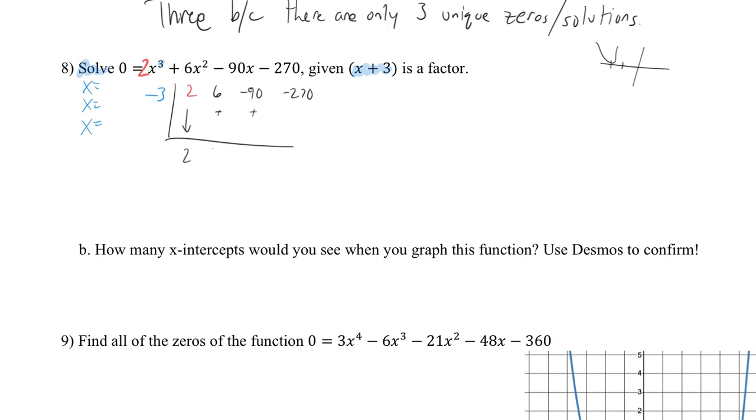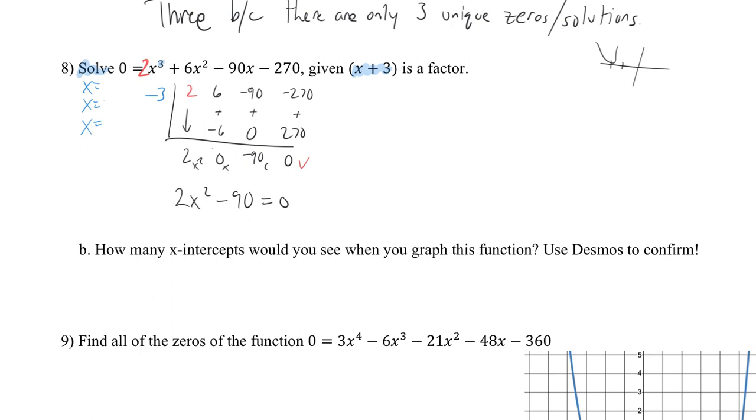Drop the 2 down. Negative 3 times 2 is negative 6. That's 0. 3 times 0 is 0. Minus 90 when I add, and multiply, get positive 270. That's it. All right, so there's that 0 I was looking for. That's why I knew something was off there. So there's my constant, my x squared. So we end up with 2x squared minus 90 equals 0.